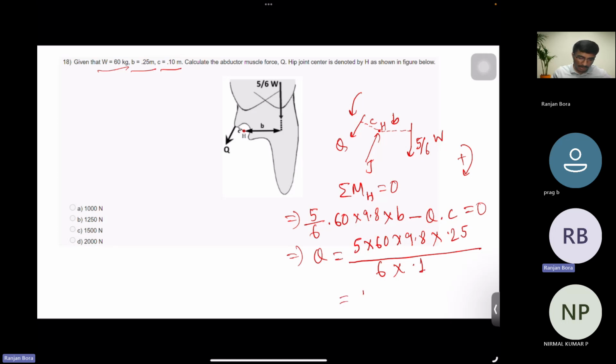It is coming 1225, because I have taken Z as 9.8. If you take Z as 10, you will get this B, option B. Okay, moving forward. Next question.